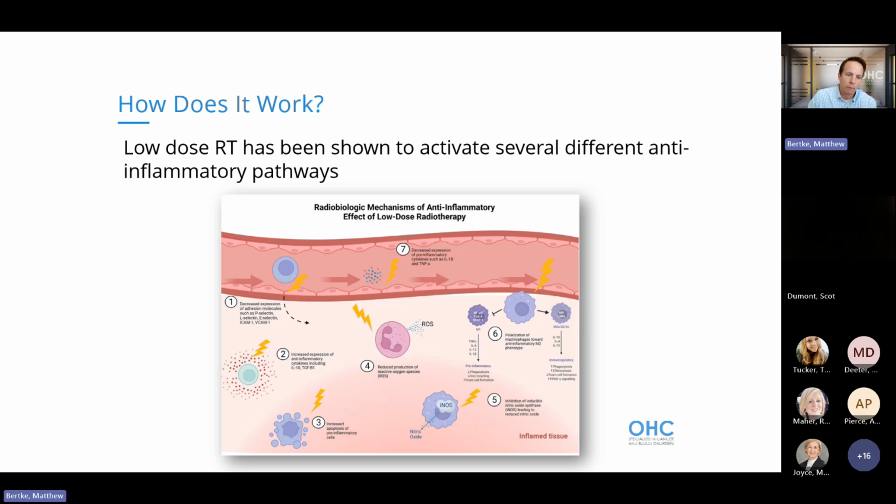And if we know it does work, we want to ask, how does it work? There are many different ways that radiation can be anti-inflammatory. This slide points out a lot of different potential pathways. The important thing to note is that the very low doses we use are the key to being anti-inflammatory, because radiation at higher doses, the kinds of doses we use to kill tumors, can actually be pro-inflammatory. But with very small amounts of radiation, it can have various effects in the cell.